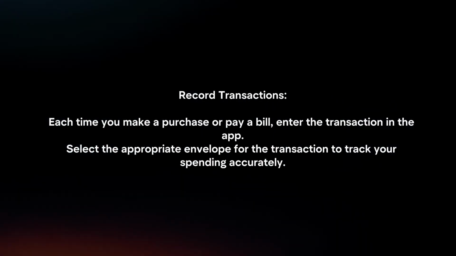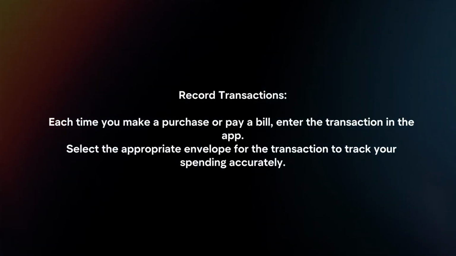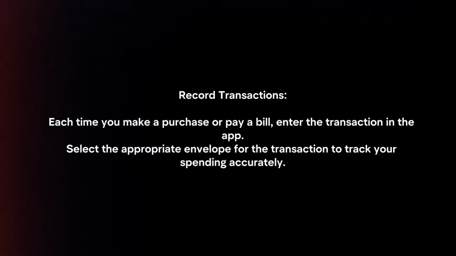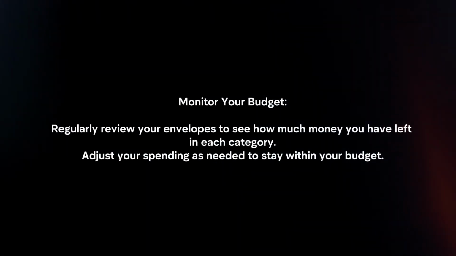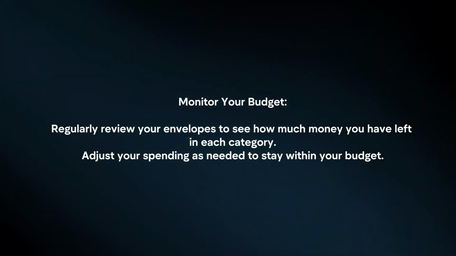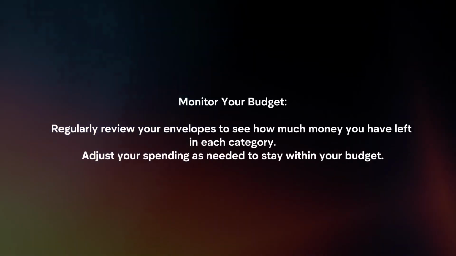Record transactions. Each time you make a purchase or pay a bill, enter the transaction in the app. Select the appropriate envelope for the transaction to track your spending accurately. Monitor your budget. Regularly review your envelopes to see how much money you have left in each category. Adjust your spending as needed to stay within your budget.